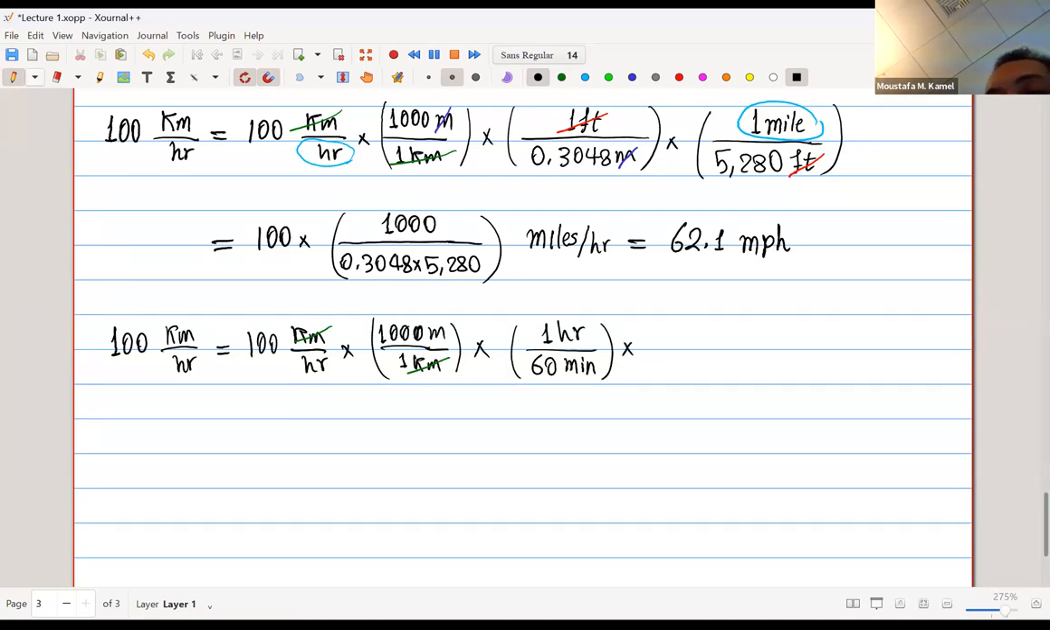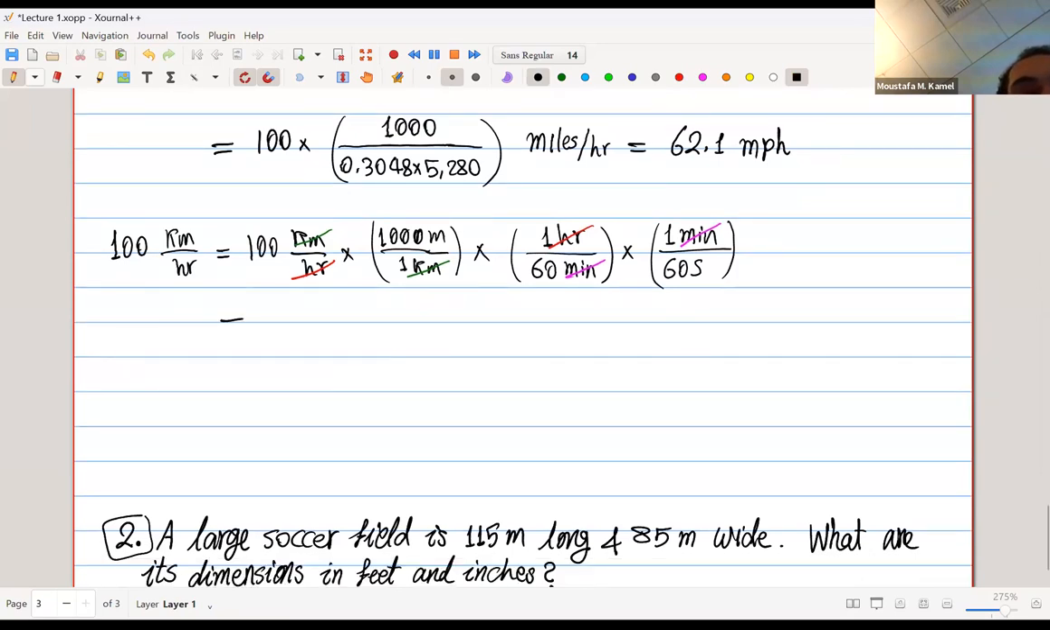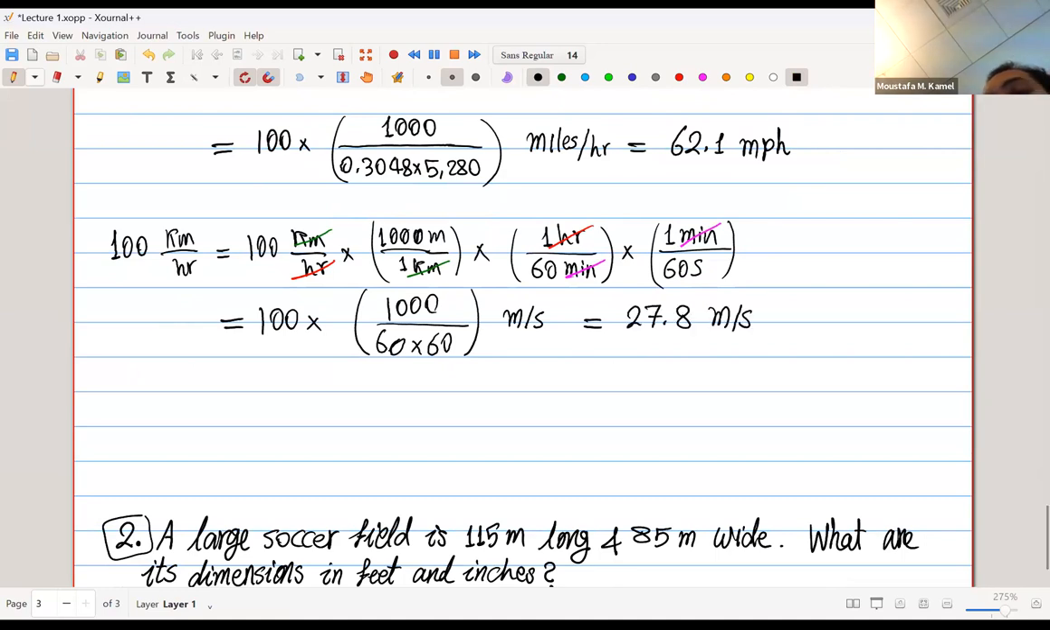Then minutes themselves, 1 minute is equivalent to 60 seconds. So now minutes cancel, hours cancel, and I'm left with 100 times 1,000 over 60 times 60 meters per second, and that's 27.8 meters per second. Okay.